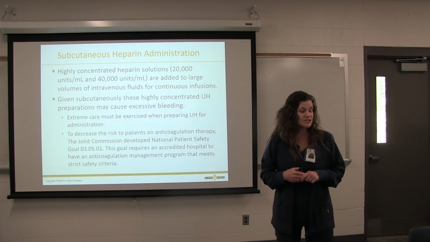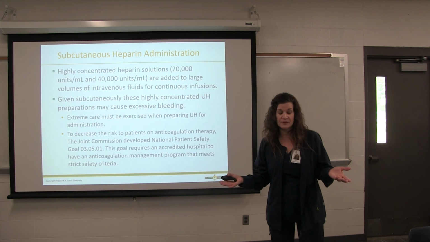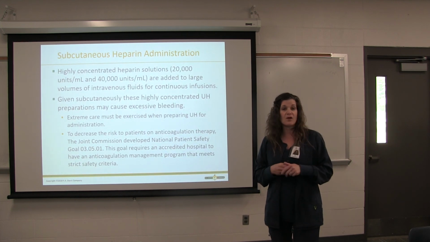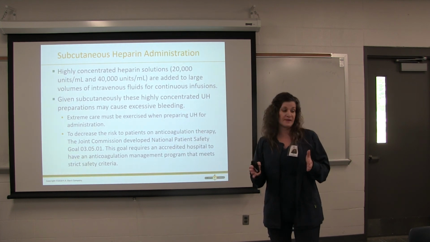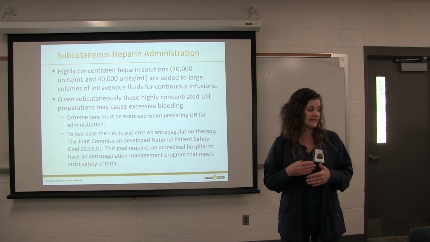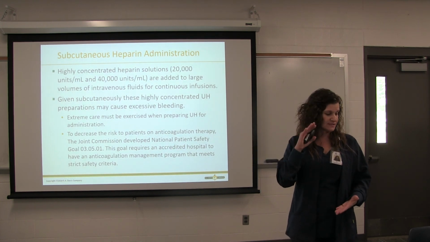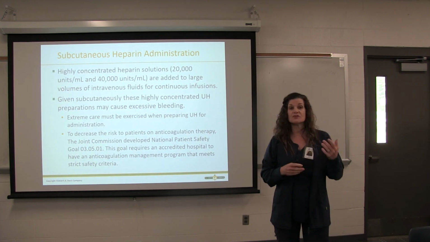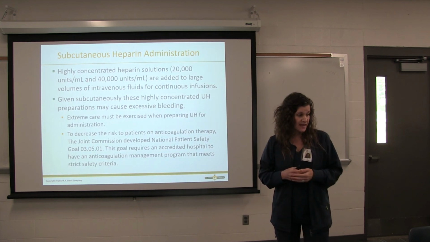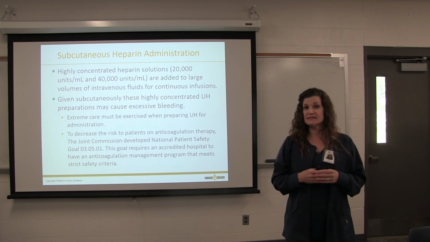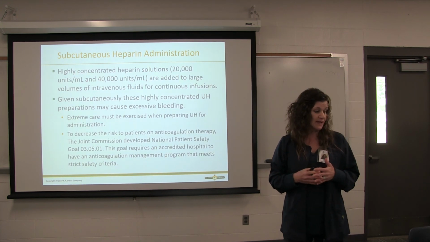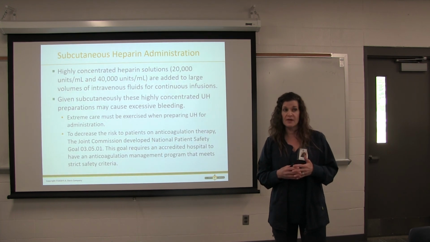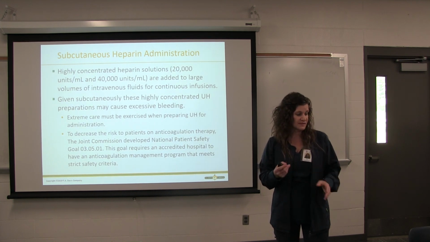So highly concentrated solutions, your 20,000 to 40,000 units per mL, are almost always given IV in IV solutions, and they're continuous infusions given in the large bag solutions. Sub-Q, these are highly concentrated heparin preps and can cause, again, excessive bleeding. So we have to be very, very careful in how we measure those as well as giving those.